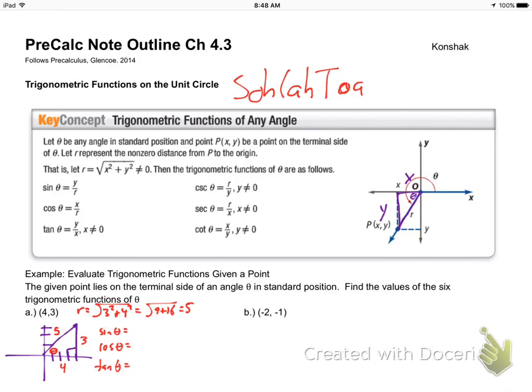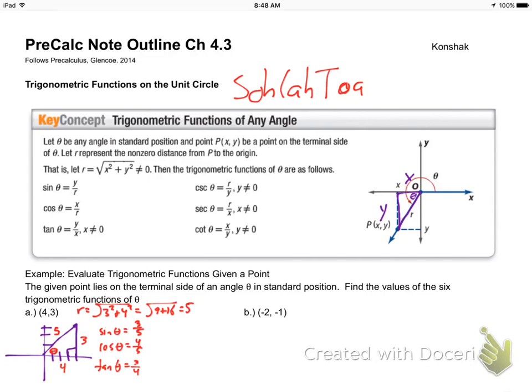But sine is what? Opposite over hypotenuse. Okay. That's 3 over 5. Cosine? Adjacent over hypotenuse, which is 4 over 5. And tangent would be 3 over 4. So it's not too bad, right?